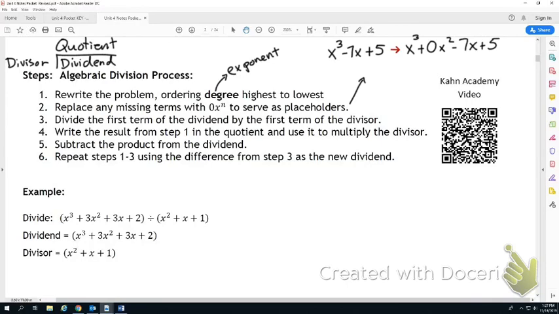So, you've got 3, which is kind of the first one actually, the divide. 4 says write the result from step 1 in the quotient and use it to multiply the divisor. So just like we did earlier, we divided, we got an answer, and then we multiplied that out to the divisor. After that, you're going to subtract the product of that multiplication from the dividend, which is what is inside. Step 4b.